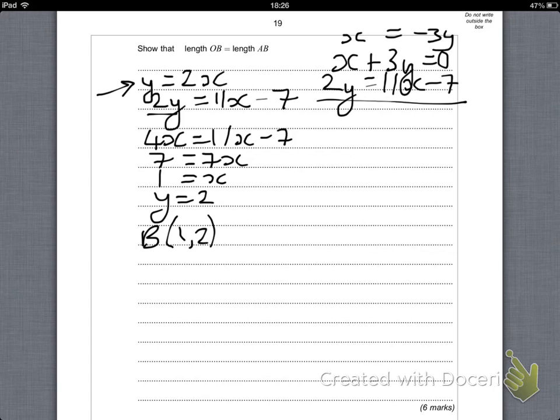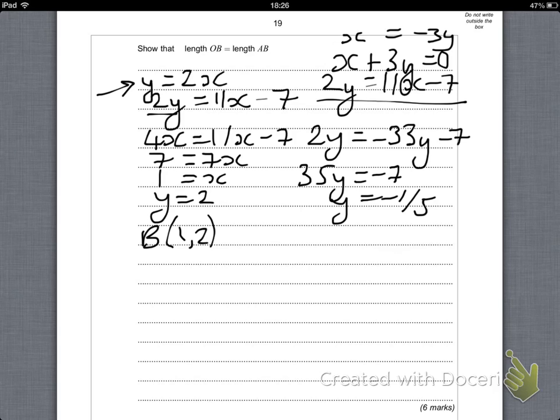So if I substitute it into here, you get 2y equals 11 times minus 3y, which is minus 33y, minus 7. If you put your minus 33y on the left hand side, you get 35y is equal to minus 7, which means y is minus a fifth. So if y is minus a fifth, you substitute it in to find what x is using this top equation here. It's minus 3 times y. So minus 3 times minus a fifth is 3/5. So we know that our coordinate is 3/5 and minus 1/5.